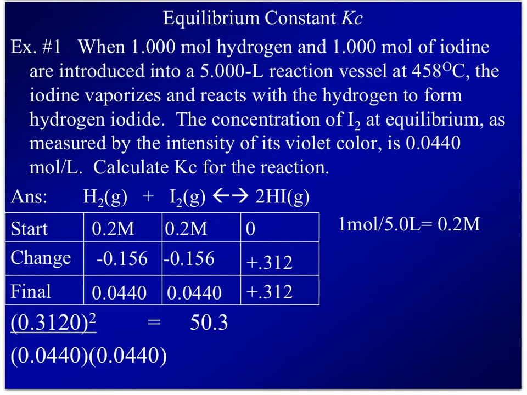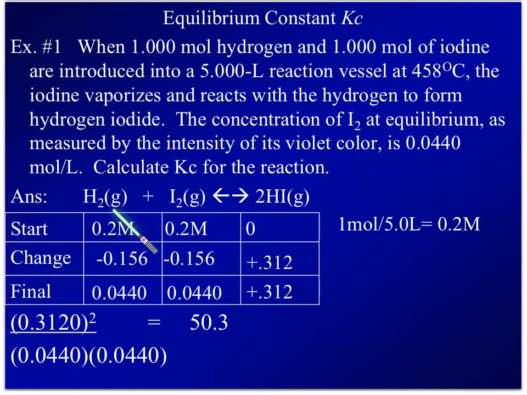Okay, so here's our problem. I'm going to go ahead and redo the problem. Here's the setup down here. And I'm going to redo this on the next slide. Let's go. We've got 1 mole of hydrogen, 1 mole of iodine in a 5-liter reaction vessel. So moles divided by liters, we can find the molarity of each. Temperature matters, but it's not involved in our calculations. Forms hydrogen iodide. The concentration at equilibrium is 0.0440, and that's just of I2. Moles per liter. Calculate the Kc for the reaction.